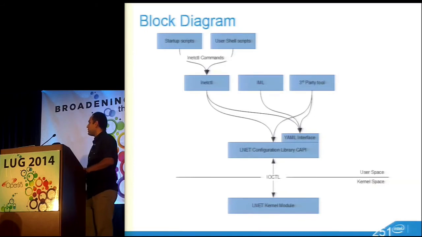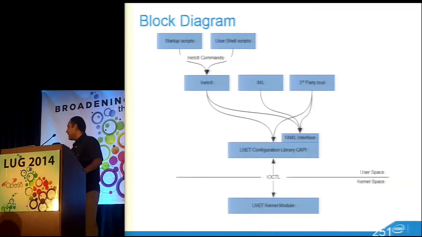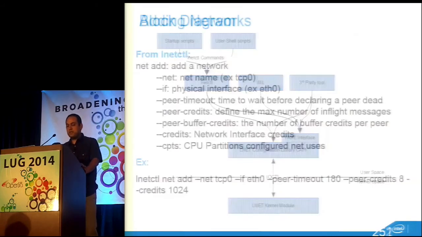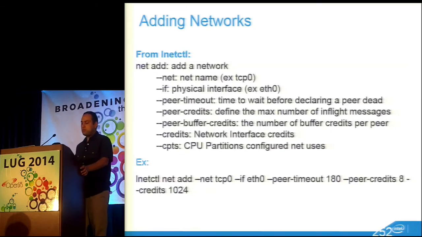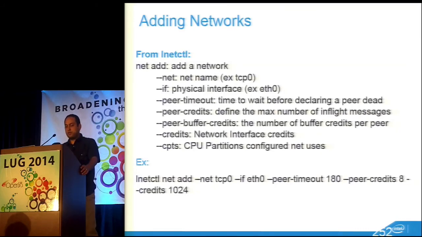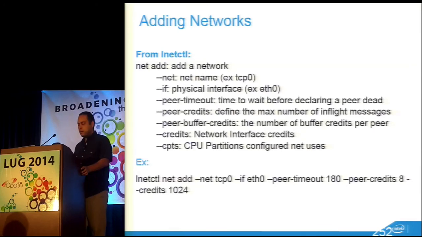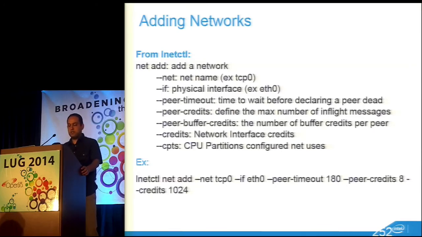Okay, so now I'm going to just go quickly over the different commands. I'm not going to spend too much time because it's kind of boring to look at this. But basically, we can add a network. You can specify the network name like TCP0 or IB, and the interface associated with this network, Ethernet 0, for example, and then you can define a set of different optional parameters to configure the network. Previously, peer timeout or peer credits were for all networks. Now they are specific to the network you're creating. And as an example, you can see how you can add it, like lnetctl net add --net, and so on and so forth.